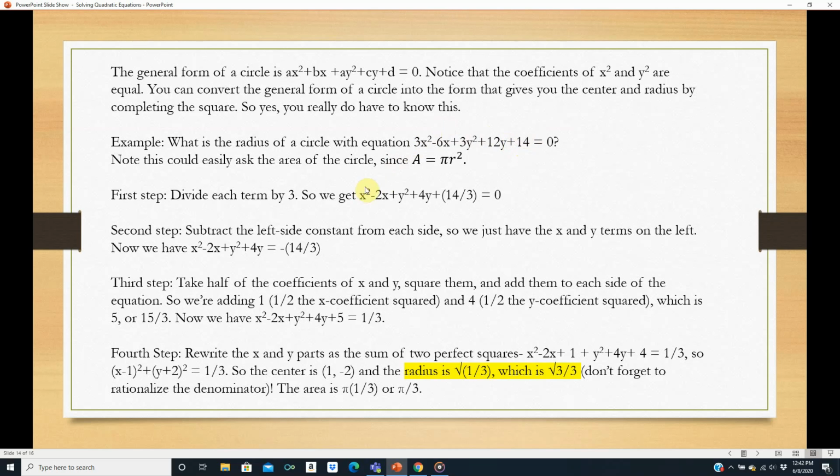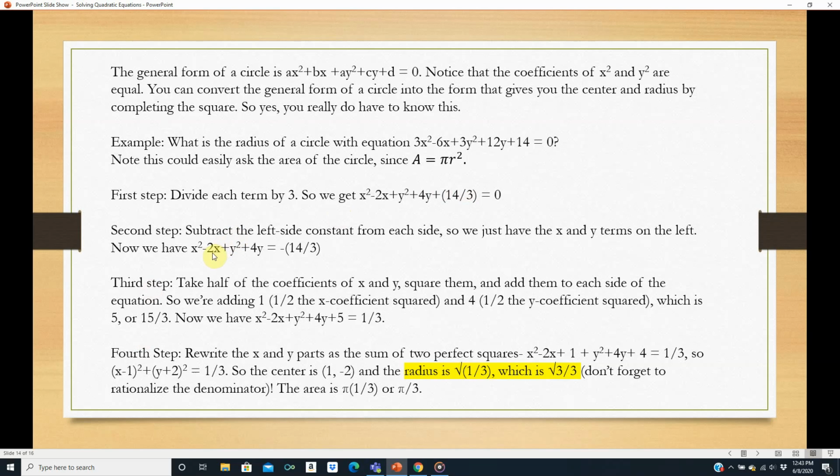So all of a sudden we have x squared minus 2x plus y squared plus 4y, and then we have 14 over 3. So the second step is we're going to subtract the left side constant from each side, so we just have the x and the y terms on the left. So now we have x squared minus 2x plus y squared plus 4y is equal to negative 14 over 3, because we subtracted 14 over 3 from each side.